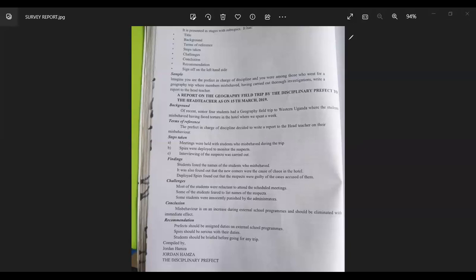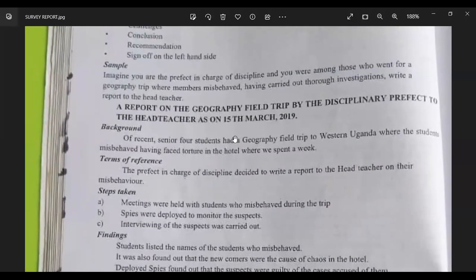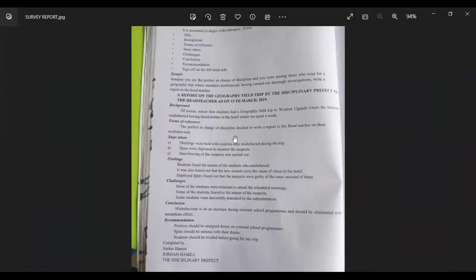So we have our survey report here. This survey report is a report. The question is, imagine you are the prefect in charge of discipline, and you were among those who went for a geography trip where members misbehaved. Having carried out thorough investigations, write a report to the head teacher.